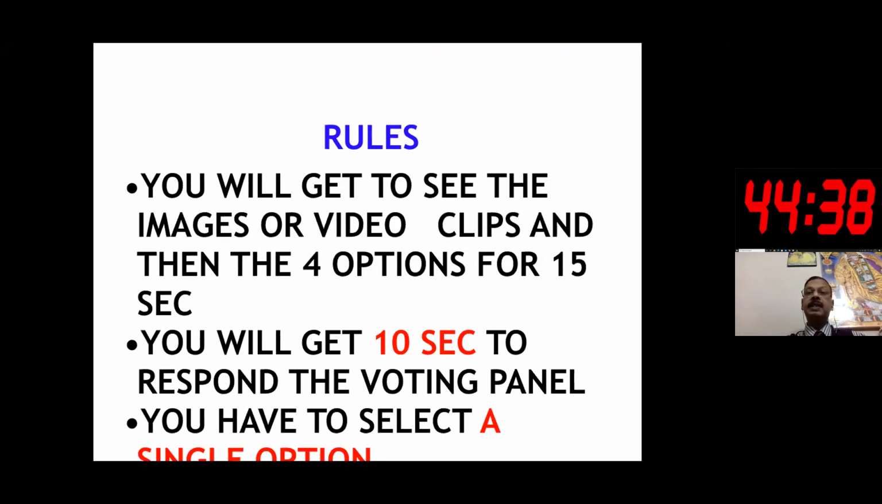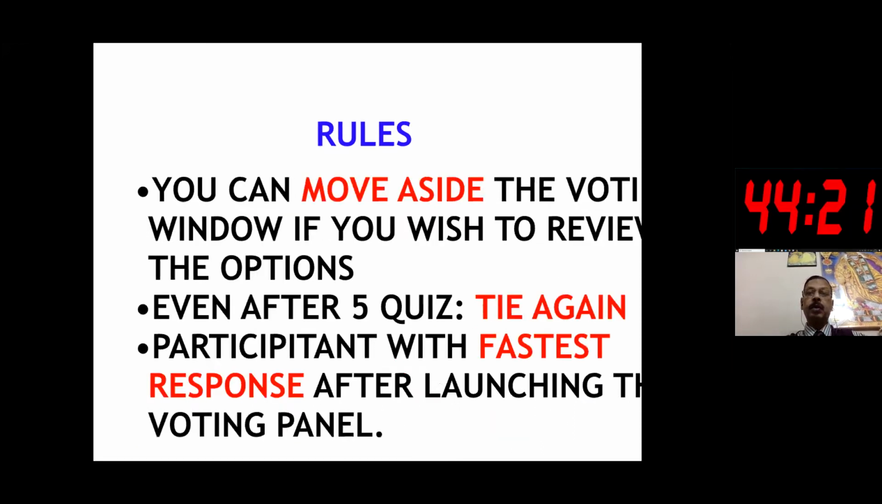You will get to see the images or video clips and then the 4 options for 15 seconds, and you will get 10 seconds to respond on the voting panel. You have to select a single option and then submit. You can move aside the voting window if you wish to review the options. Even after the last 5 questions, if there is a tie again, the participant with the fastest response after launching the voting panel will be the winner.